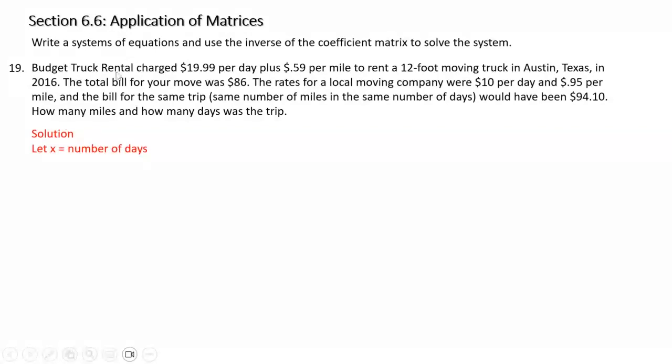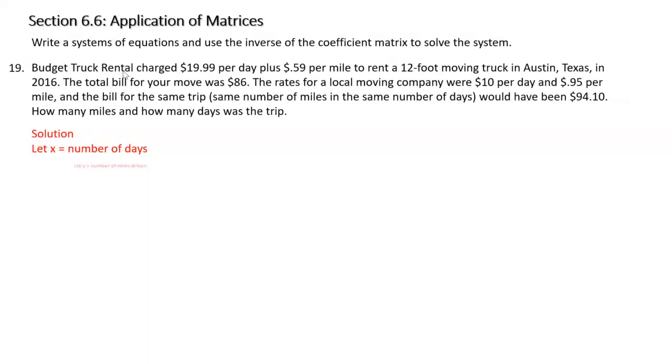It says the Budget truck rental charges $19.99 per day plus $0.59 per mile to rent a 12-foot moving truck in Austin, Texas in 2016. The total bill for your move was $86. The rates for a local moving company were $10 per day and 95 cents per mile, and the bill for the same trip, the same number of miles and days, would have been $94.10. How many miles and how many days was the trip?